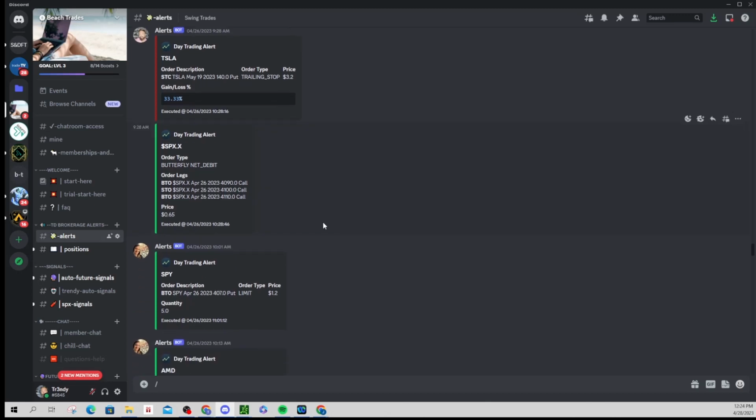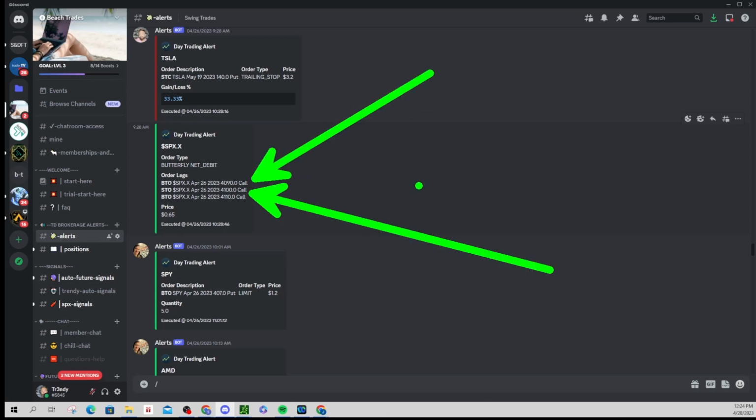SPX, I'm buying. This time, I'm feeling a little bit better about the move to the upside. So if you notice, what I do is I come in a little bit wider. It's a 10-point spread instead of a 5-point. Okay, and that's going to allow me to capture a little bit more premium on the upside if I'm correct. I can get out of the trade a lot quicker.